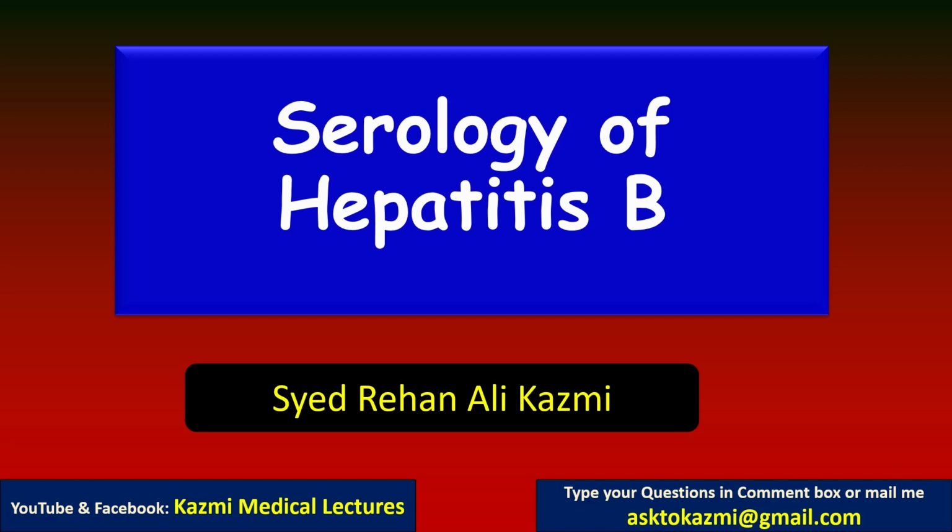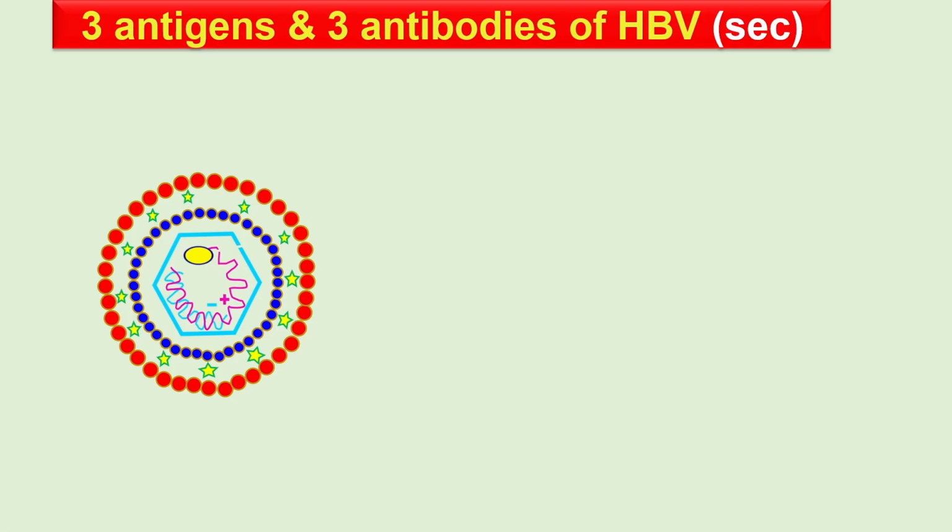We are looking at the serology of hepatitis B in the viral hepatitis, especially hepatitis A, B, C, D, E. The serology of hepatitis B somehow looks tricky, but after this short tutorial, you will find it easier to attempt any question related to it. First of all, you should be able to appreciate the three antigens and three antibodies associated with the hepatitis B virus. The mnemonic is SEC.